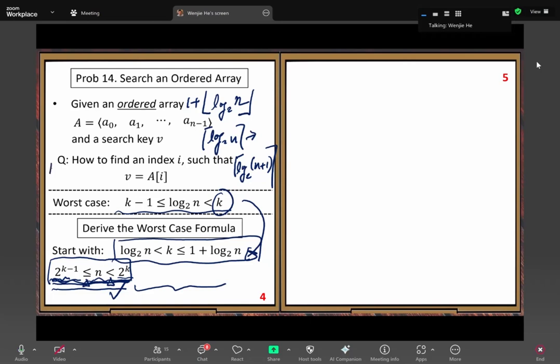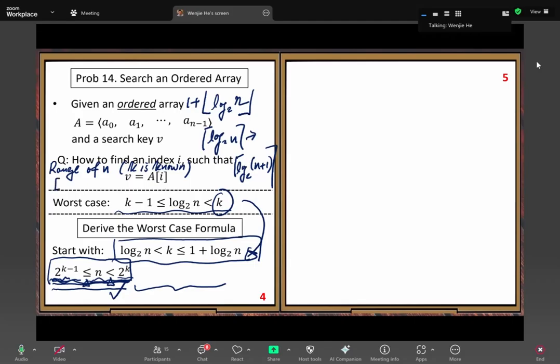I want to get the range of n, if k is known. So here we assume k is known. If k is known, then what is the lower bound for n? That's obvious.